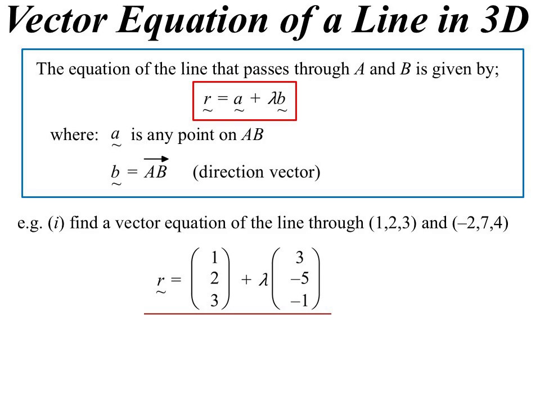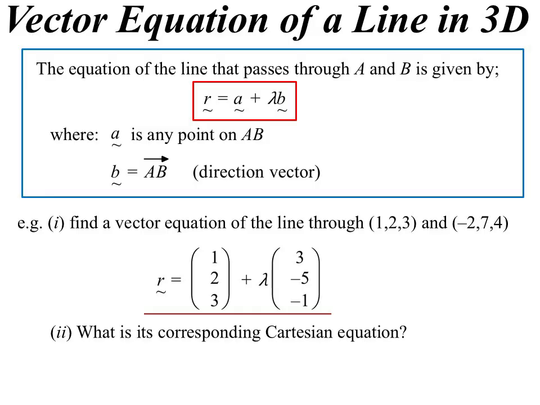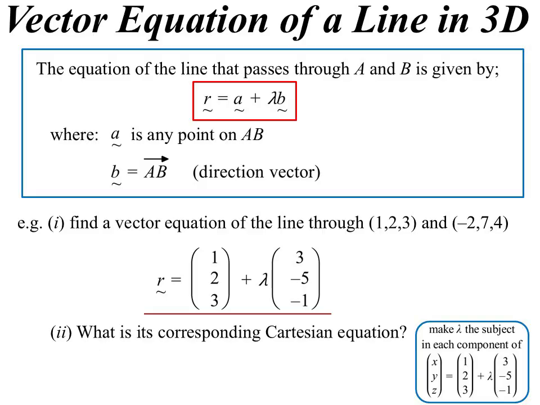We have our equation. What is the Cartesian equation? We now can't write a simple y equals mx plus b down, because we've got 3 variables here. And that's why I go back to that idea of, hang on, we make everything equal to lambda. And that's what we're going to do here. Actually, we're going to make lambda the subject of each of the components. And there's the Cartesian equation.